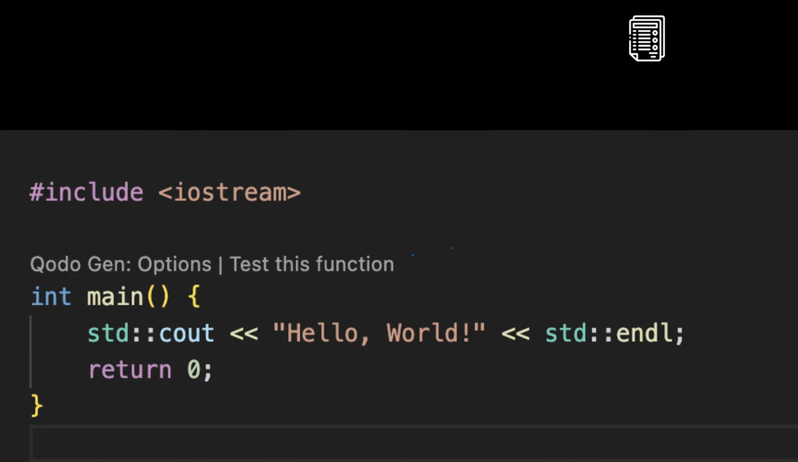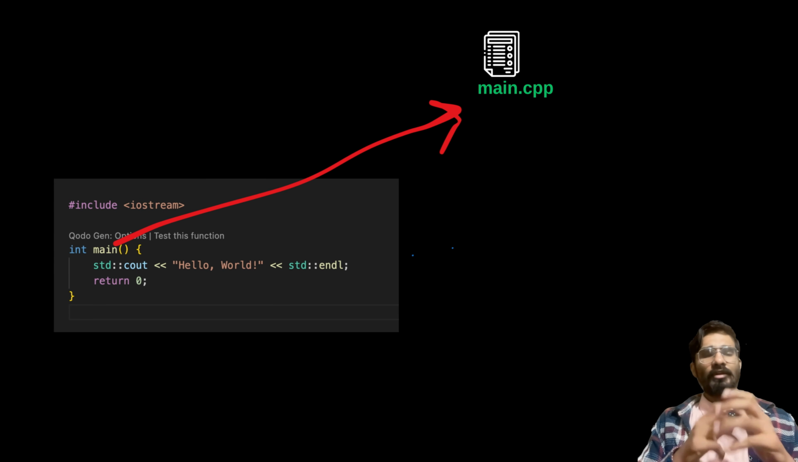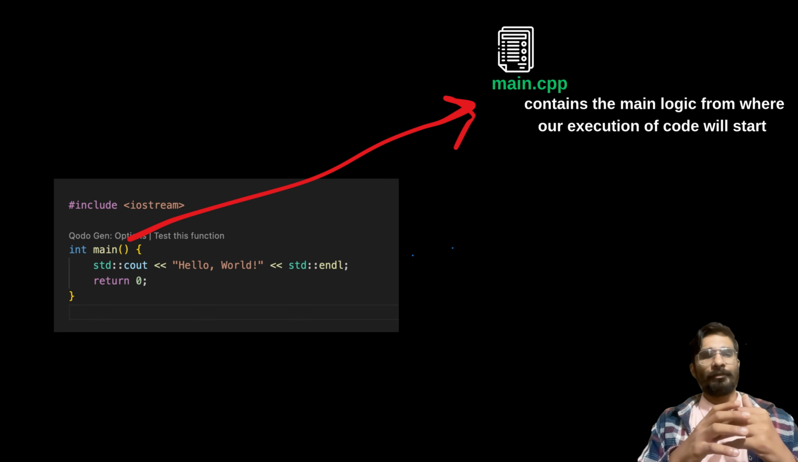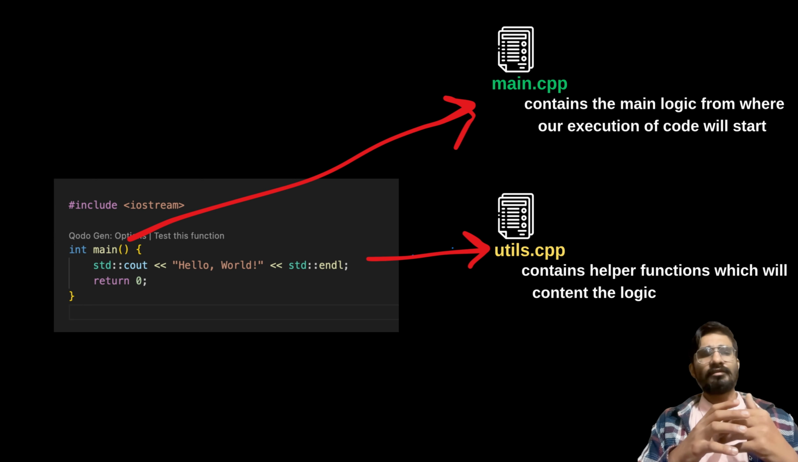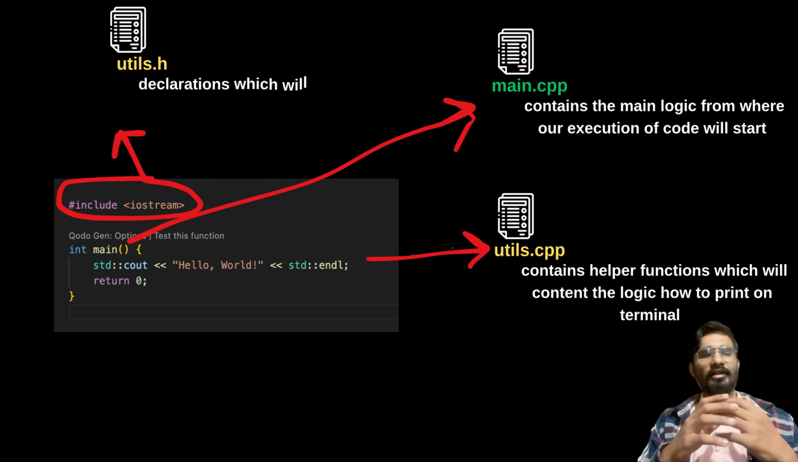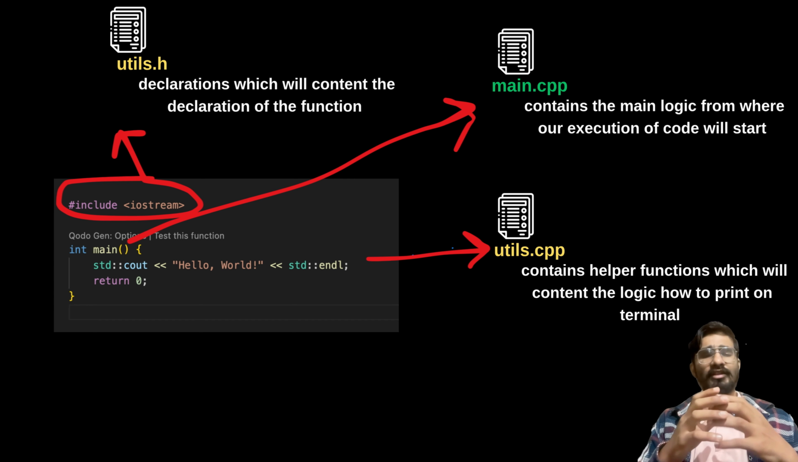This simple hello world can be split into multiple files as follows. main.cpp will contain the main logic, from where the execution of the code will start. utils.cpp will contain the helper function, which holds the logic for how to print on the terminal. And utils.h contains the function declaration, in which cout is implemented.